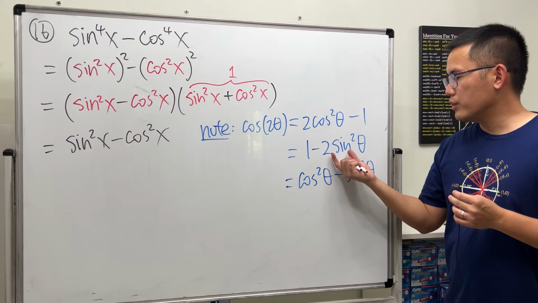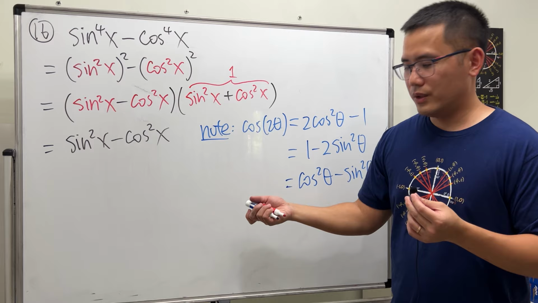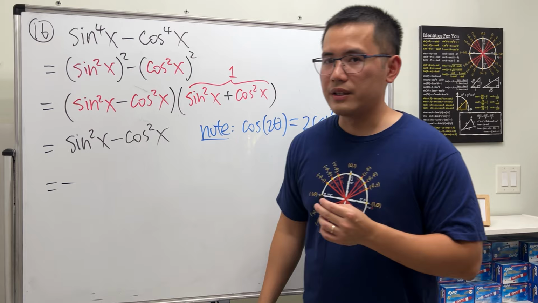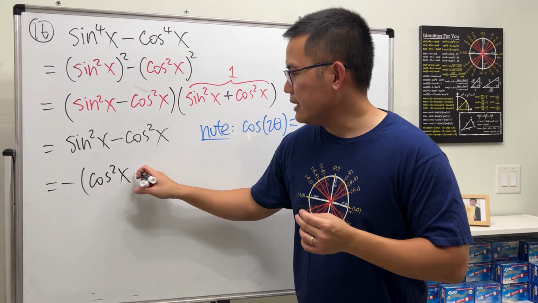Well, this is cosine squared theta minus sine squared. Here the sine goes first, so what do we do? Don't worry, I got you. We can look at this by factoring out a negative first and then switching the order of subtraction. So we will put down cosine squared x first, and then minus, and then that.